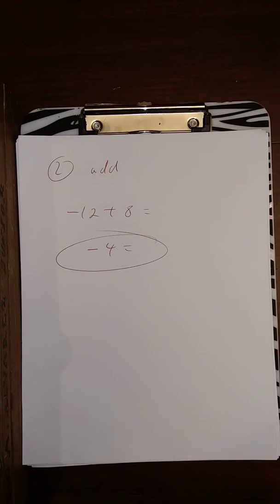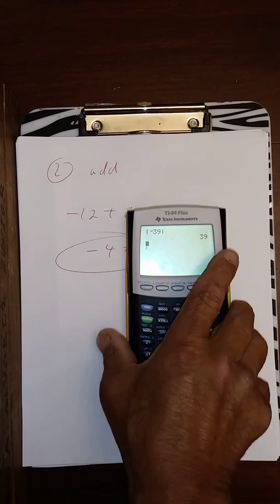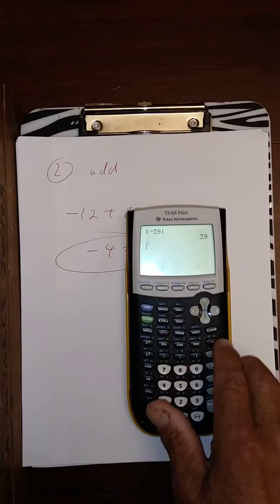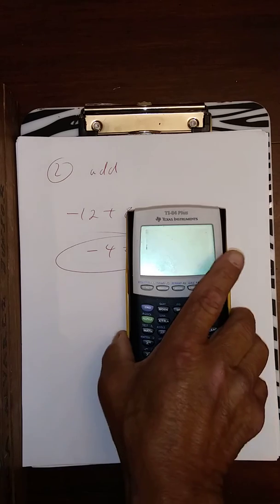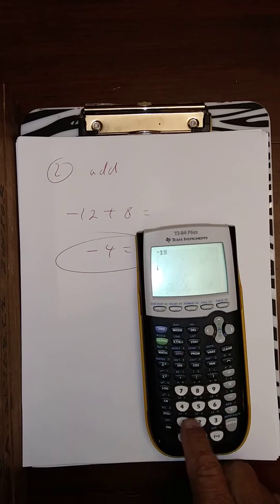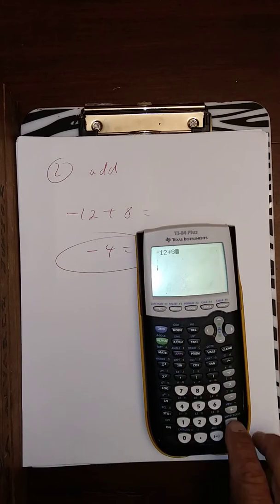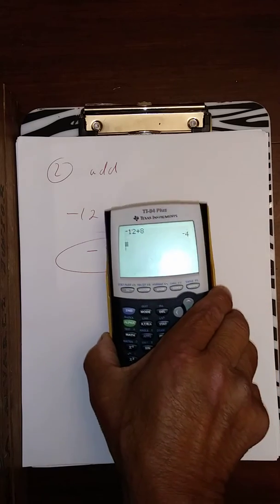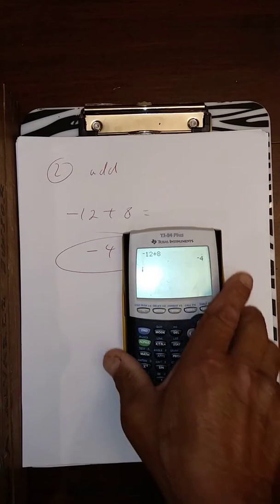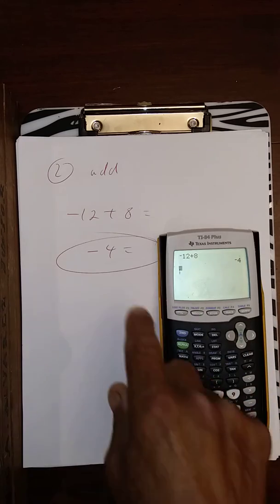Add negative 12 and a positive 8. Let's do it on the calculator again, of course. Let's clear this. A negative 12 plus 8. Enter. So negative 4. So negative 4 is the answer.